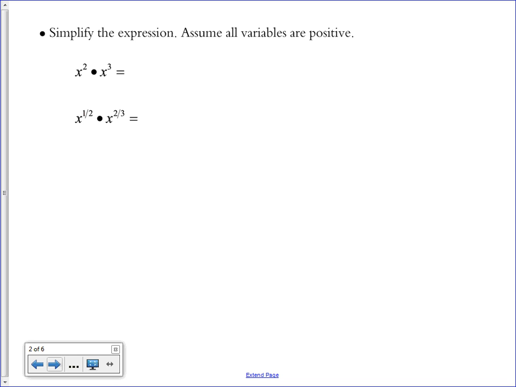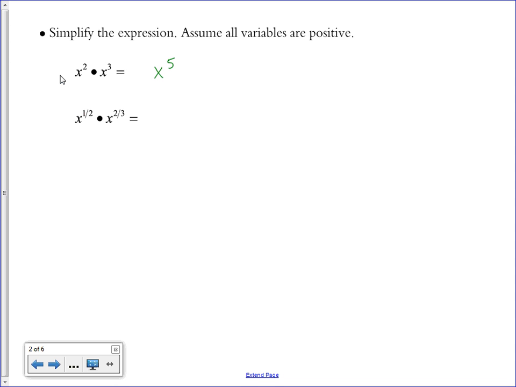So I start out with a simple problem to review a basic rule of exponents. If you're multiplying two powers together that have the same base, you add the exponents together. Because this is x times x, and this is x times x times x, and so if you're multiplying these together, it becomes x to the fifth power. The shortcut is to add the 2 and the 3.